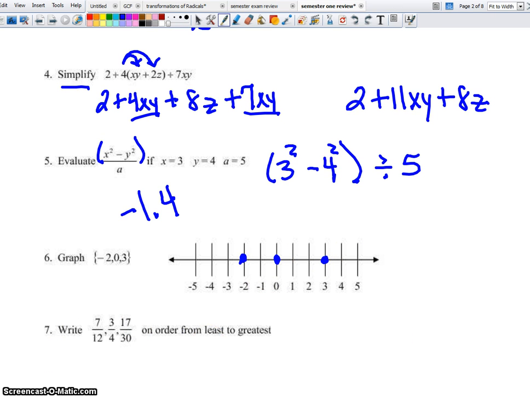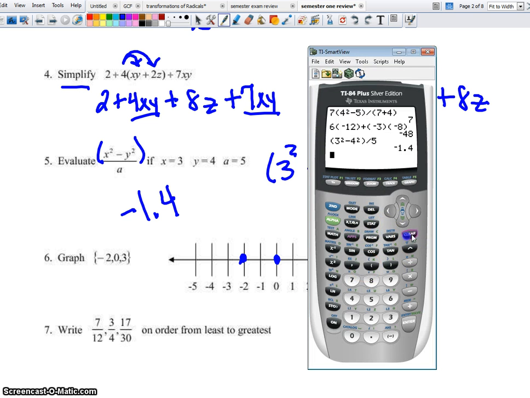Number 7 wants you to write them in order from least to greatest. Remember that to turn a fraction into a decimal, you just divide. So you've got 7 divided by 12. You've got 3 divided by 4. And you've got 17 divided by 30.